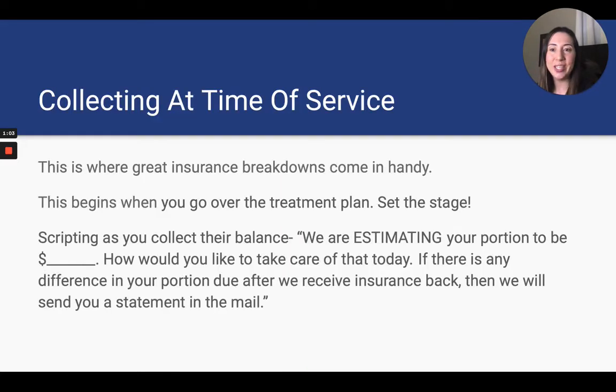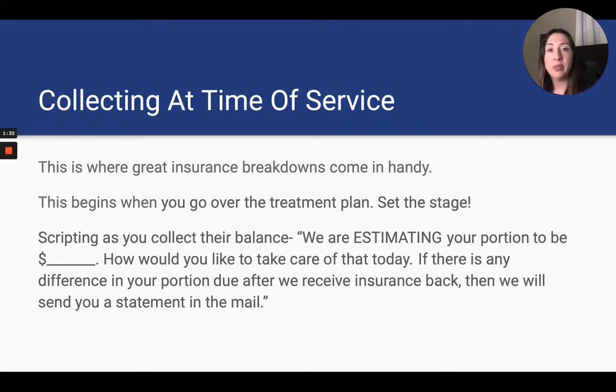Let's get into it. Okay, so collecting at time of service. This is where those insurance breakdowns that we talked about come in handy. If you've not listened to that lesson yet, I recommend you pause this and go back, listen to insurance breakdowns, how to get an insurance breakdown, and start doing that first. Without those, it's very hard to give our patients a correct estimated portion that will be due when they come in for their visits.